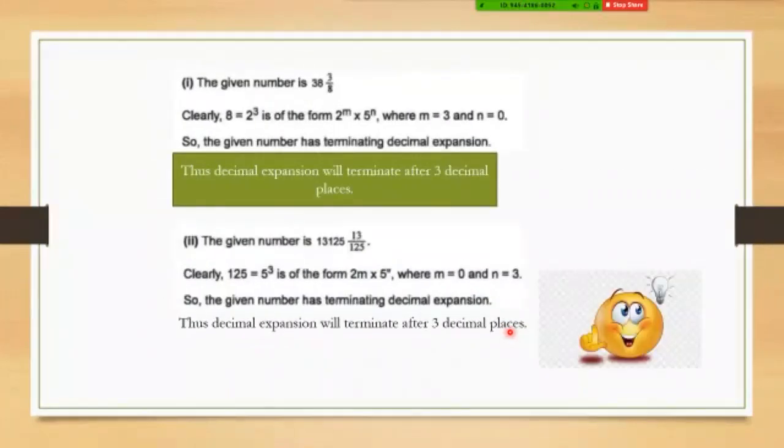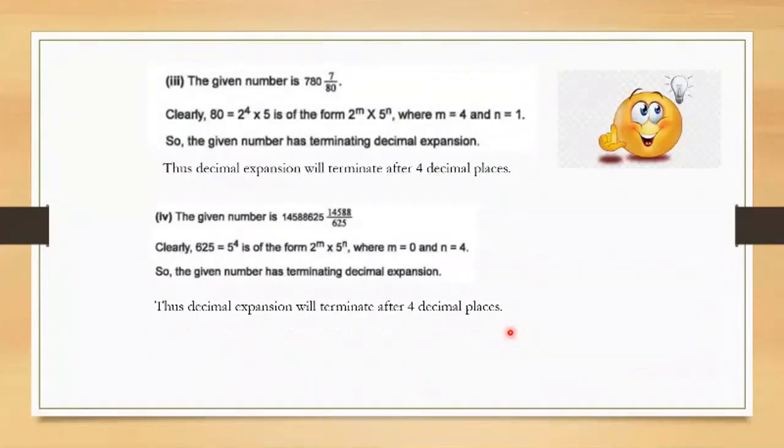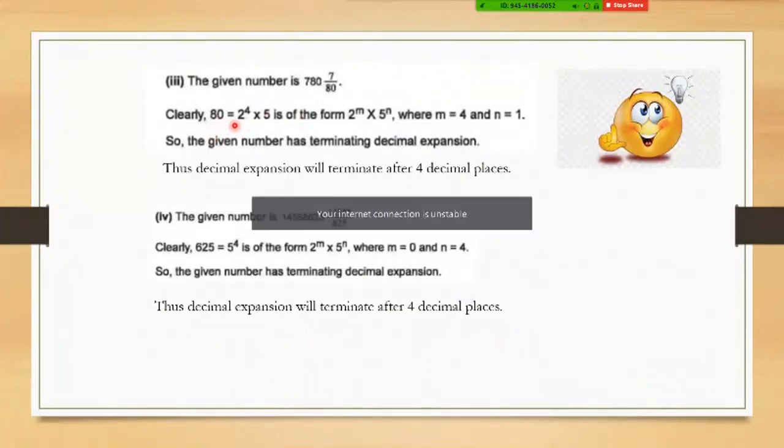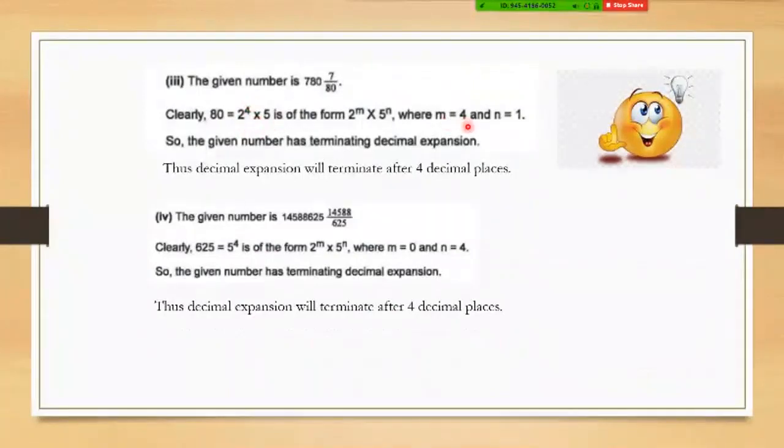Proceeding. I hope you have either copied this or taken print screens or snapshots, and work on these on your own. Going ahead to 7 upon 80. 7 upon 80 cannot be reduced further. We know that. So now break down 80. 80 broken down gives you 2 to the power of 4 multiplied by 5. So we have m as 4 and n as 1. 4 is greater than 1. So the decimal expansion will terminate after 4 decimal places. Are you able to catch it?